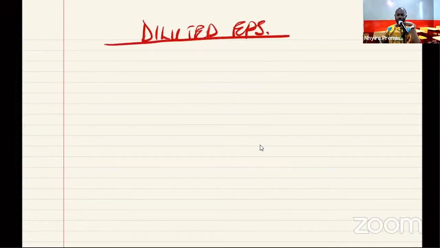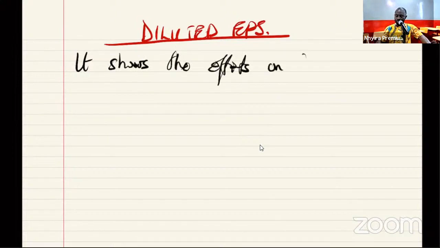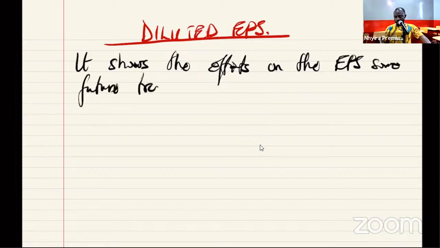The concept of diluted earnings per share is like a hypothetical earnings per share. The diluted earnings per share simply tries to show the effect of certain future transactions on the earnings of the entity. Okay? So it shows the effect on the EPS of some future transactions.